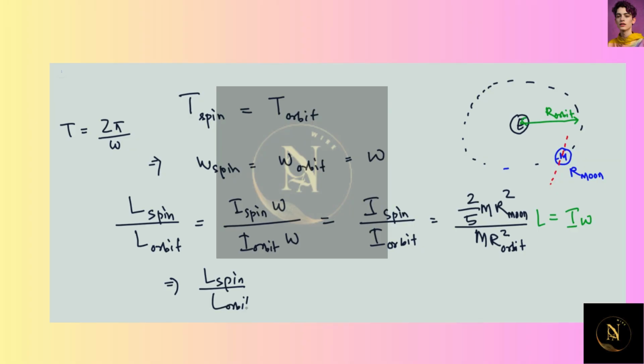So now this equation simplifies. Since we are considering the mass of the Moon in both cases, m cancels out. So we finally arrive at 2/5 times r of the Moon squared over r of the orbit squared.